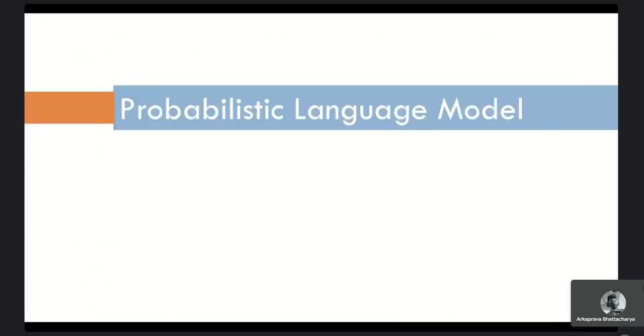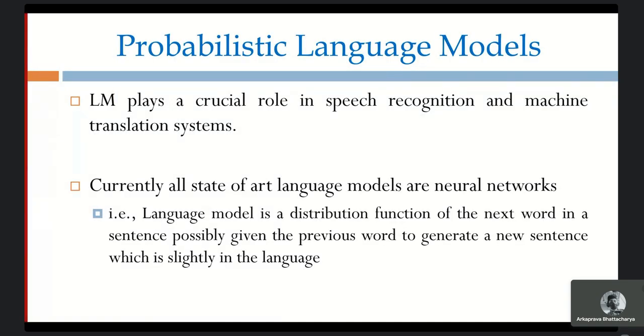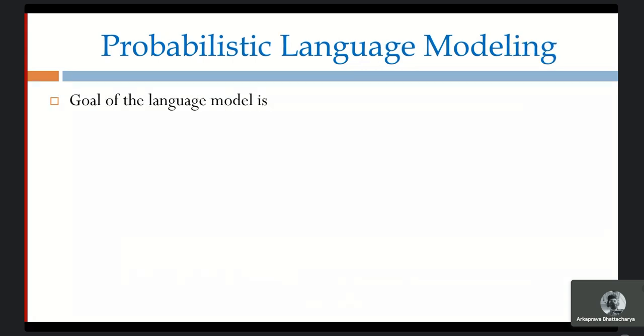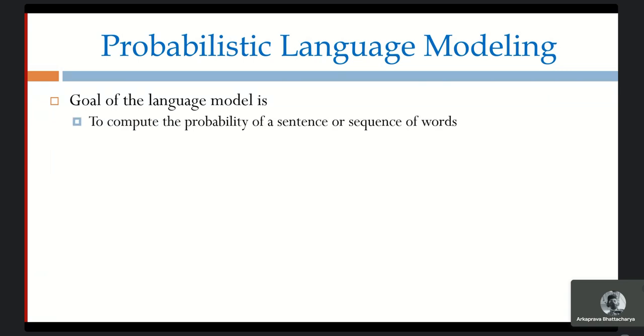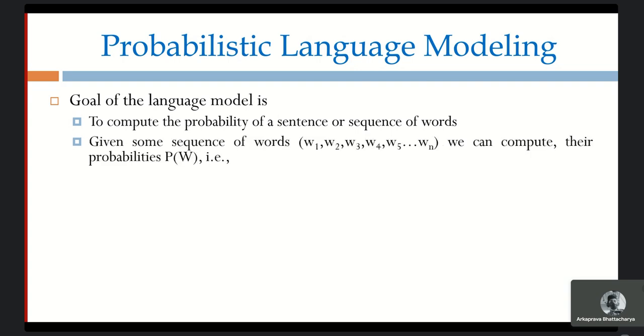Let us get into statistical language modeling, that is the probabilistic language model. As I said, language models play a crucial role in speech recognition and machine translation systems. So let me get into how the probabilities are being calculated for the language models. The goal of the language model is to compute the probability of a sentence or a given sequence of words. Let's suppose these are the sequence of words W1, W2, W3 and so on to Wn. We need to compute the probability of this sequence of words.